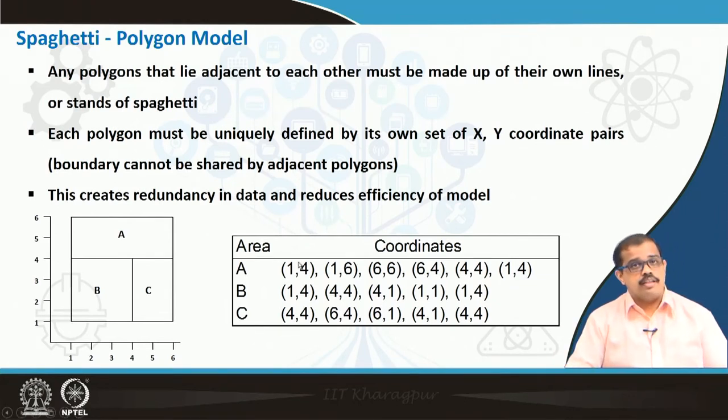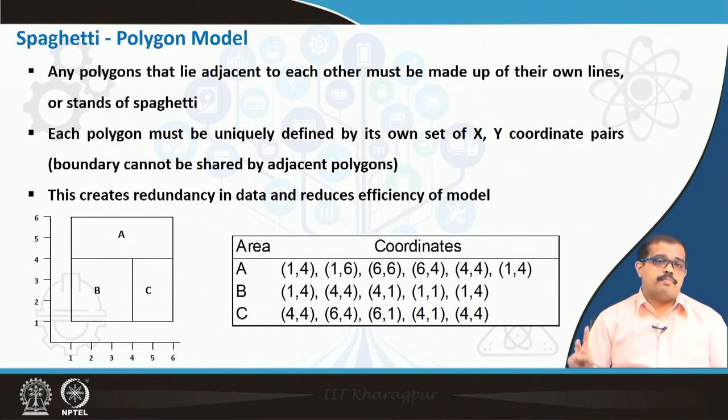Any polygon that lies adjacent to another must be made up of at least two strands of spaghetti or two lines, okay. Each polygon must be uniquely defined by its own set of xy coordinate pairs, okay. Boundary cannot be shared by adjacent polygons, that is one rule that it has. If it shares, it creates a redundancy in data. For example, when I say A is a polygon here, it is bounded by 1,4, 1,6, 6,6, 6,4, 4,4, 1,4.